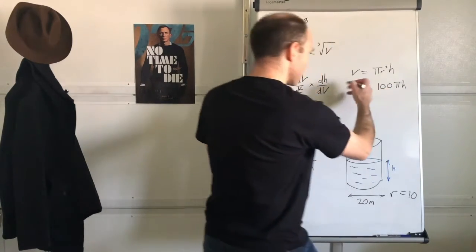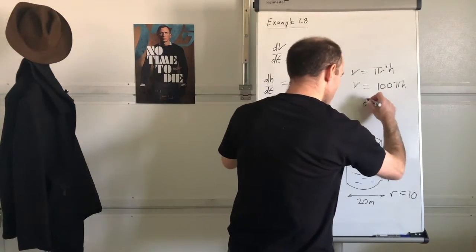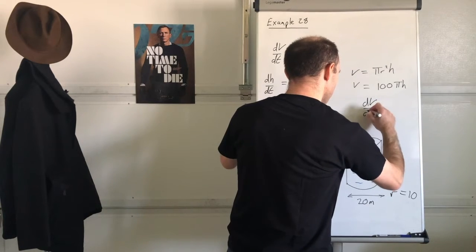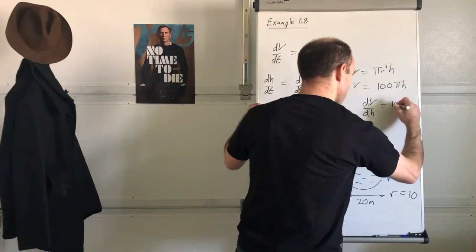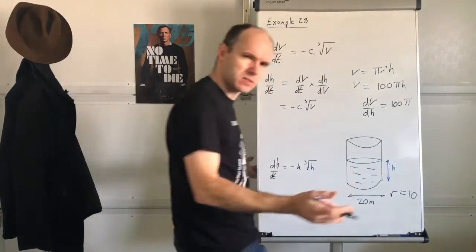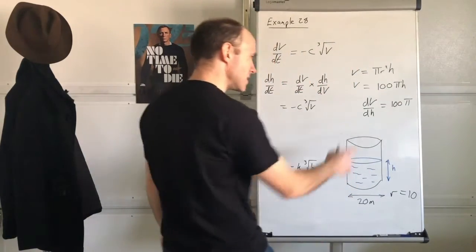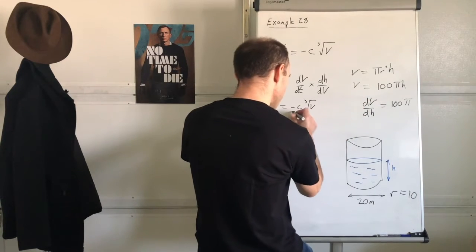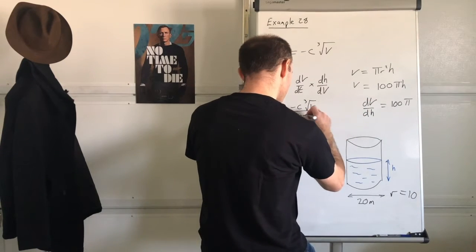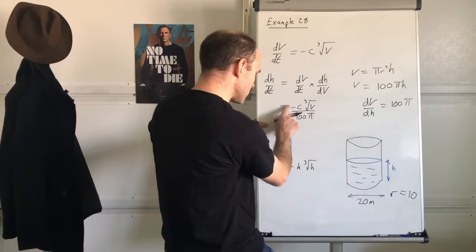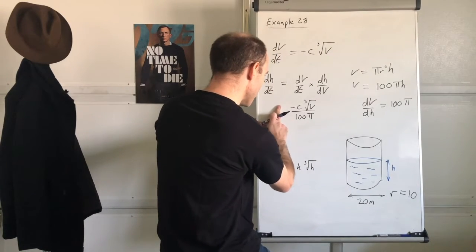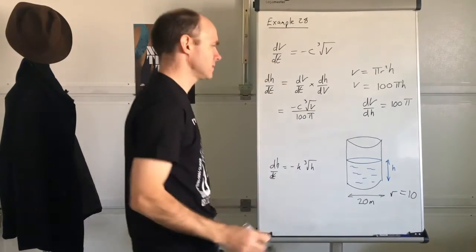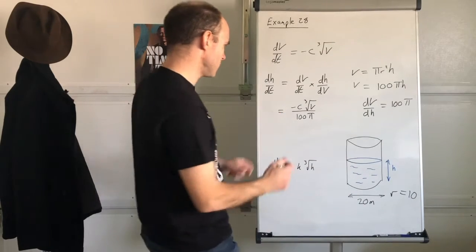So if V is equal to 100 pi H, dV/dH is equal to 100 pi. That's nice and simple. Yeah. So that means dH/dV is going to be equal to the reciprocal of that. Yeah. So reciprocal of that is going to be 1 over 100 pi. We're okay with that? Let's just put the equals sign there because it looks a bit nicer. Okay. So that's our expression for dH/dt.